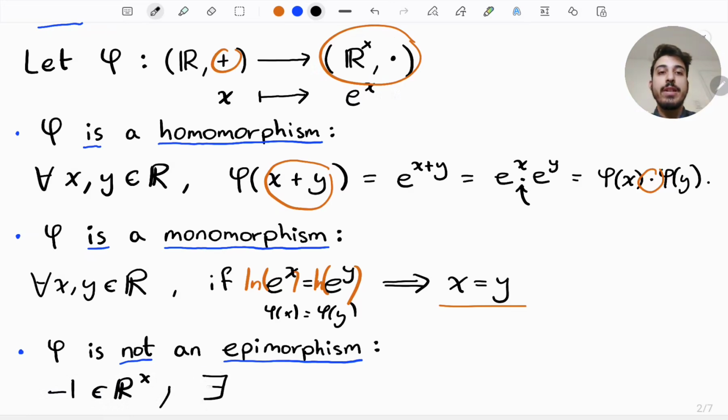So there does not exist an element x in R such that e to the x is equal to -1. Therefore, phi is not surjective, therefore it is not an epimorphism.